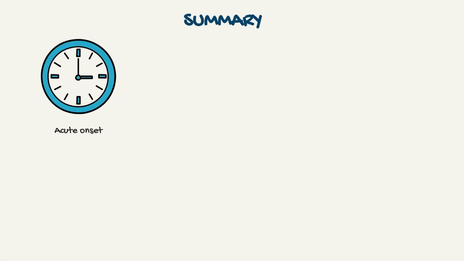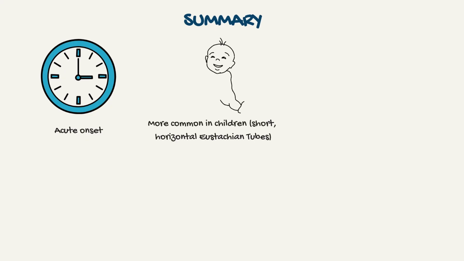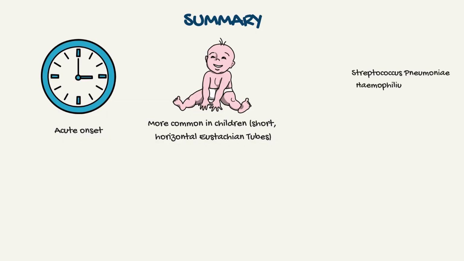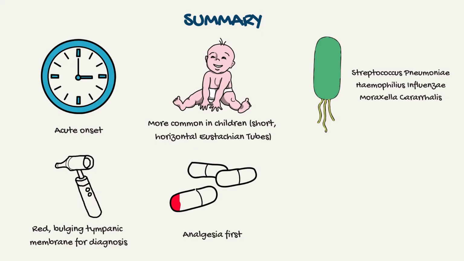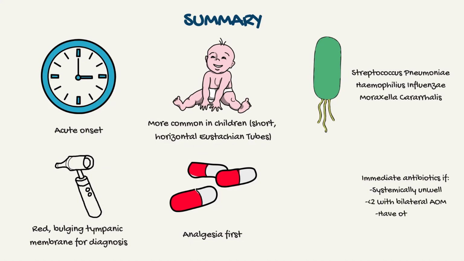And that's a wrap on acute otitis media. So to recap, it's a rapid onset infection, common in children due to their short horizontal eustachian tubes. The key pathogens are Streptococcus pneumoniae, Haemophilus influenzae, and Moraxella catarrhalis. Diagnosis is clinical, with the key sign being a red, bulging tympanic membrane. Management is analgesia first, and only give immediate antibiotics if they are systemically unwell, under 2 with bilateral acute otitis media, or have otorrhea. The first-line choice is amoxicillin.